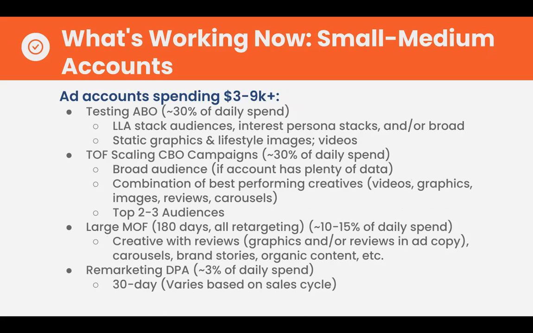Instead of having all of them in that testing ABO, I might have 2 interest persona stacks. If lookalikes work really well in the account, I might do 1 lookalike and 1 interest, just because I don't want to dilute the budget too much. Same thing with creatives. I try to have maybe 4 creatives, 3 to 5, an average of 4 creatives per ad set in my small to medium accounts. That way, again, there's still options for delivery, but it's not too many.